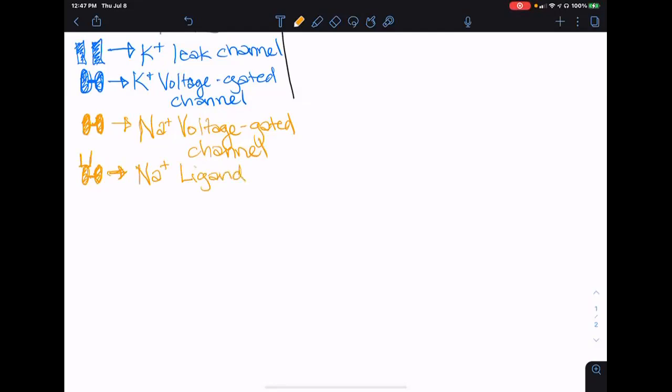The word ligand comes from the Latin ligare, which means to bind. So a ligand is some sort of molecule that binds on, where we've got this little goalpost thing happening. It binds in right there. That's the place where it binds, and that's what then opens this gate for the sodium ligand gated channel. Ligands could be neurotransmitters. They could also be drugs. All right, so those are our sodium channels.